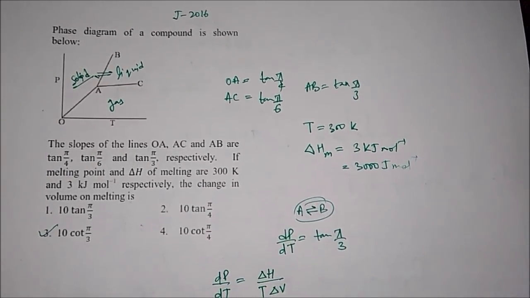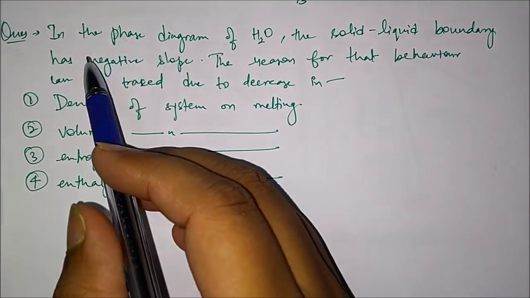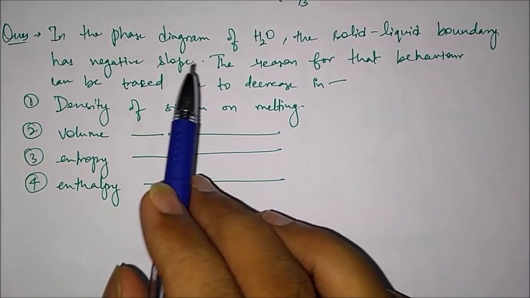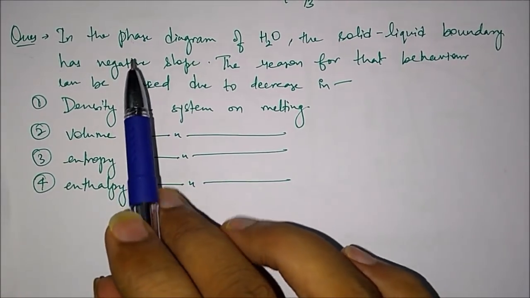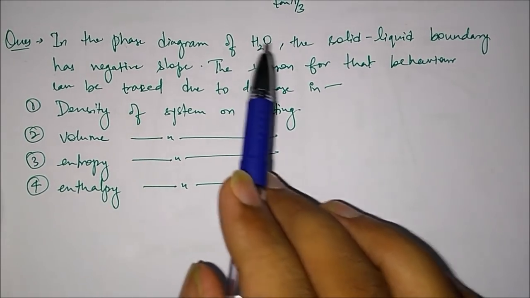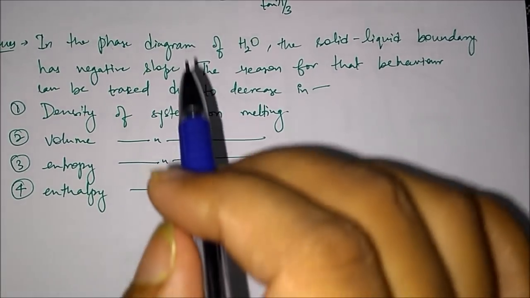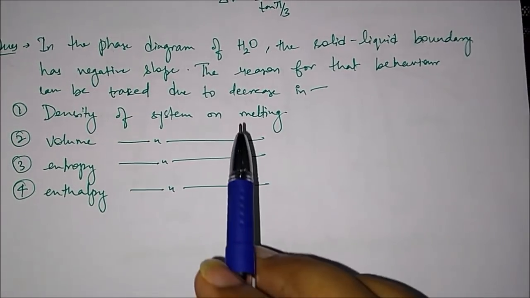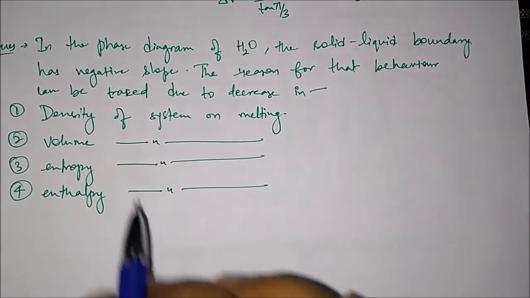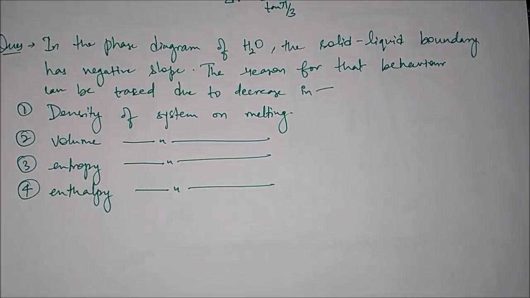Now one more question I will take, the last question. We'll take this question which was asked in CSIR June 2018. I've already discussed this question in this video, but let's take the question in full. The question says that in the phase diagram of water, the solid-liquid boundary has a negative slope. We have already discussed that the slope for water is negative. So the reason for that behavior can be traced to a decrease in what? I have already discussed it, but the question has been asked from here.